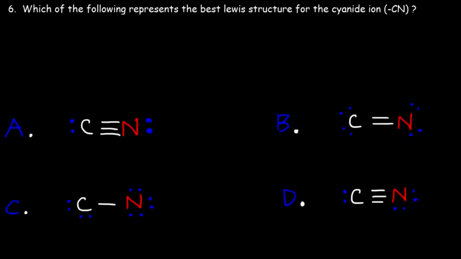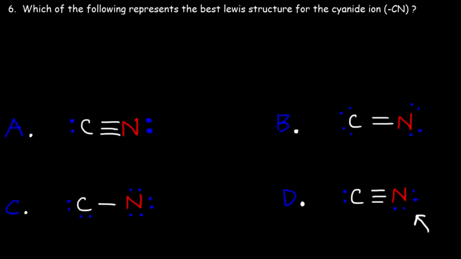Number 6. Which of the following represents the best Lewis structure for the cyanide ion? Is it A, B, C, or D? So which answers can we eliminate? We're looking at answer choice D. Notice that nitrogen, which is a second row element, has more than 8 electrons. Every bond represents 2 electrons. So it has a triple bond, which equates to 6 electrons, and 2 lone pairs. So nitrogen has 10 electrons around it, which violates the octet rule.